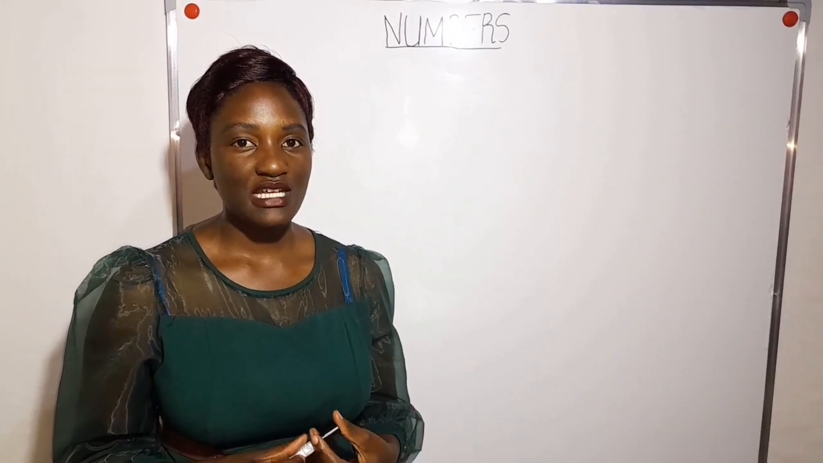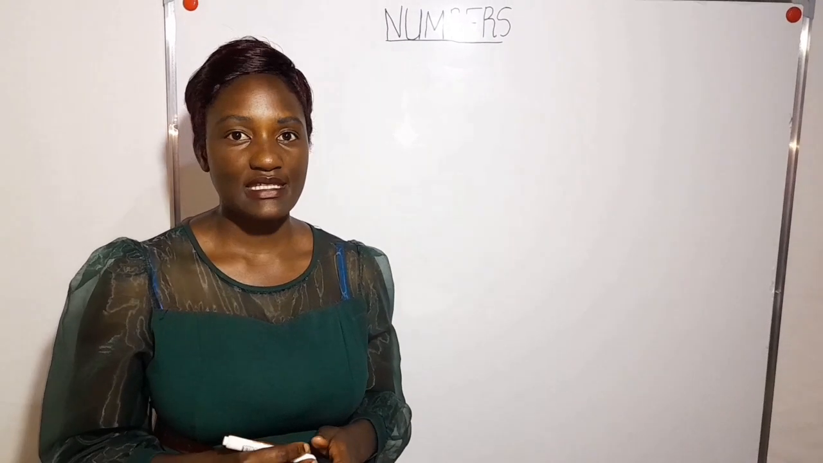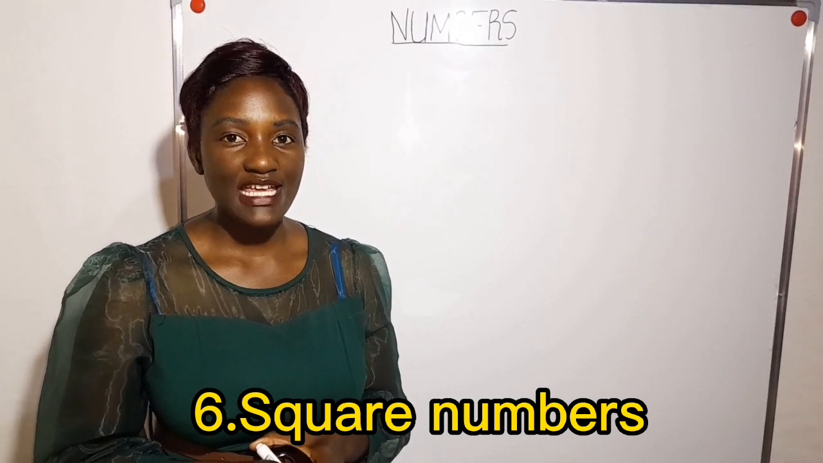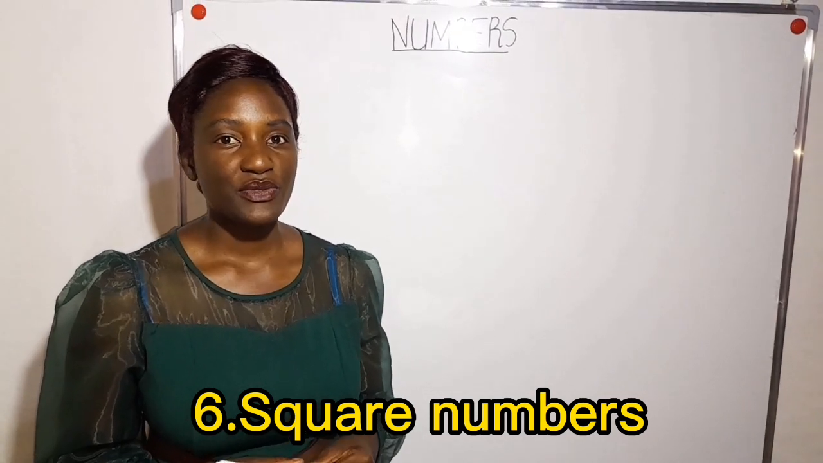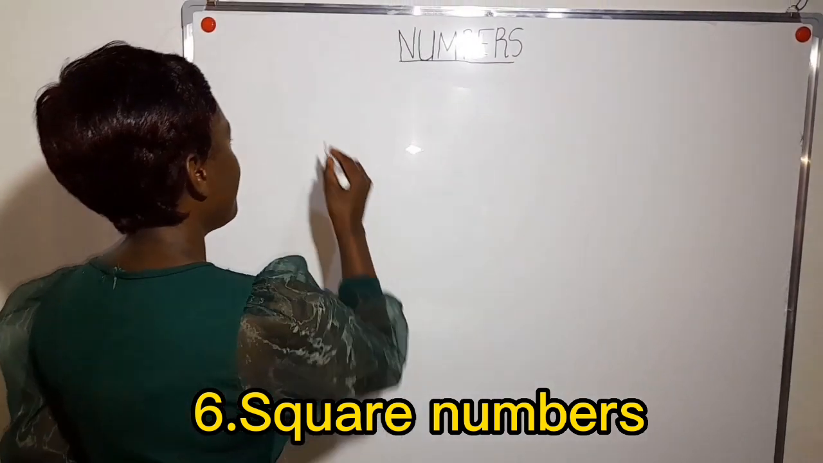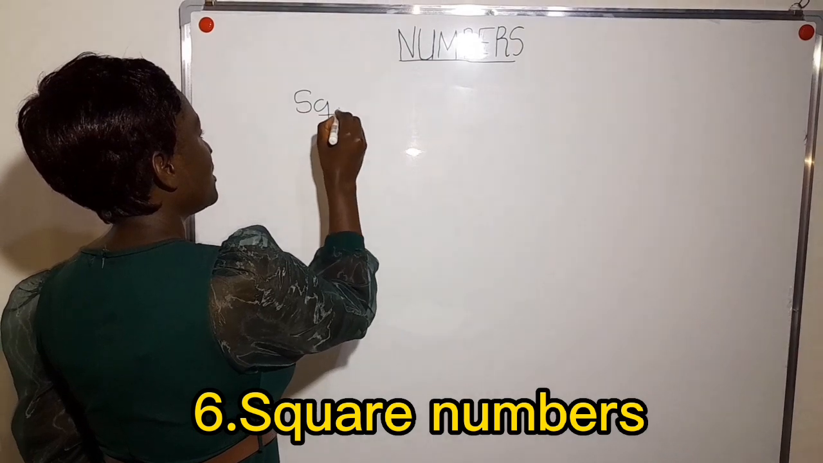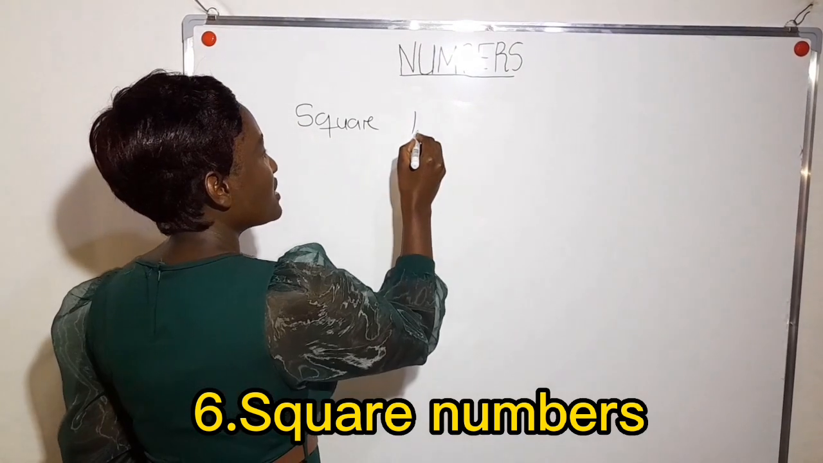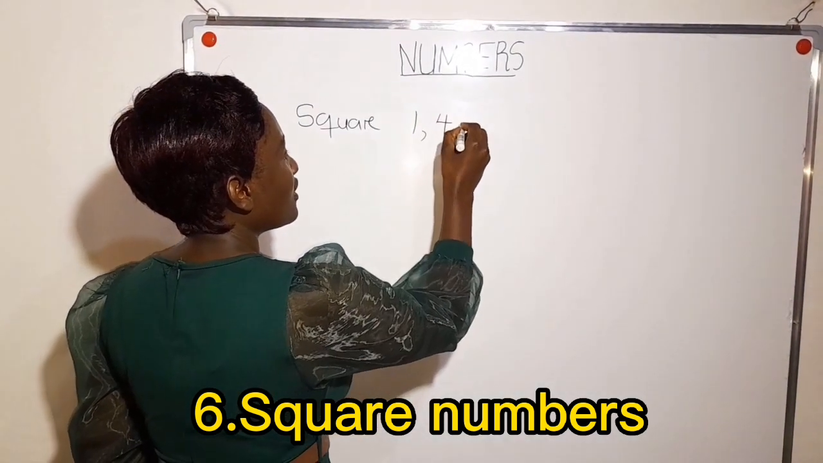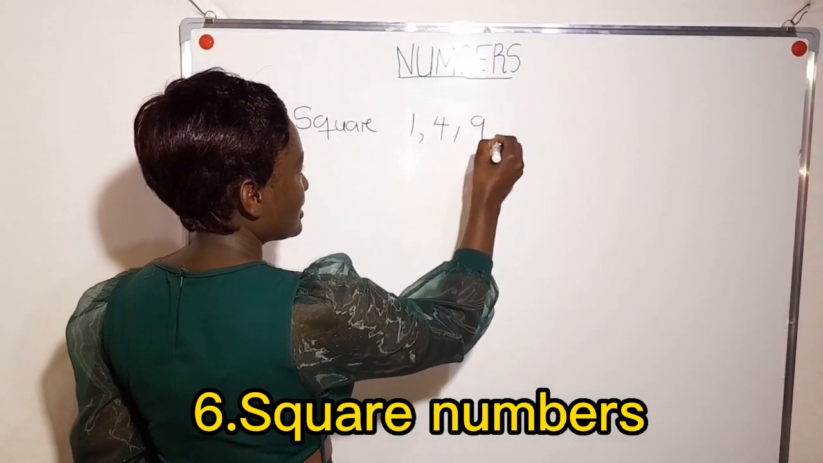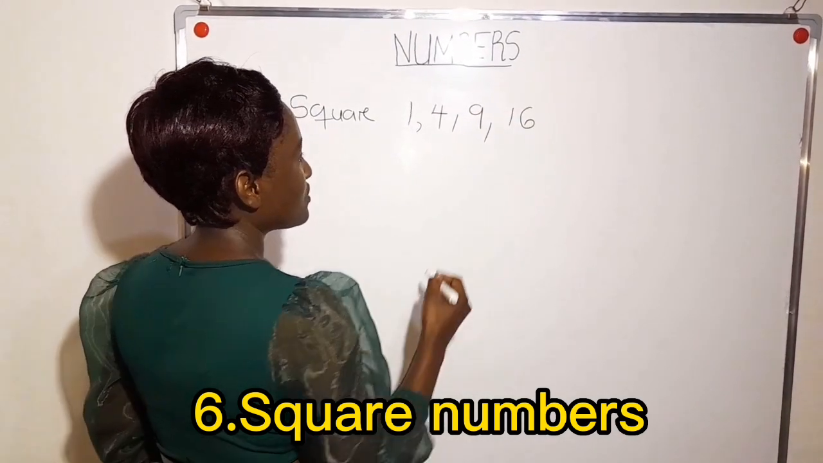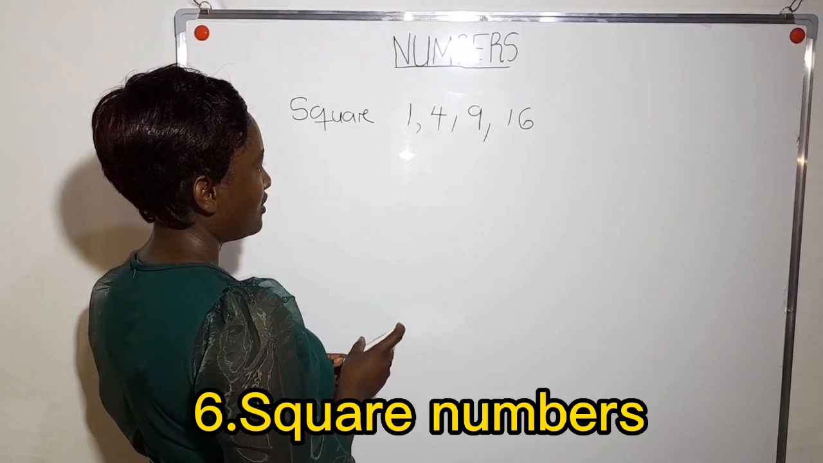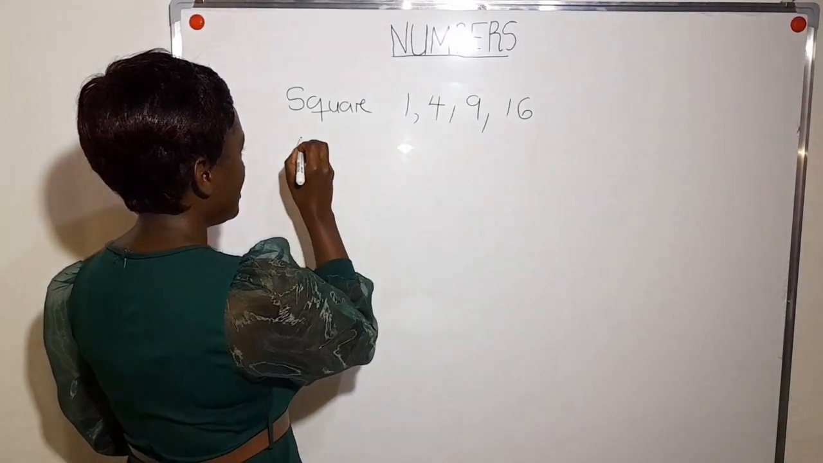Now we want to look at the 6th one, which is squares. A square number is a number that we obtain by multiplying a number by itself. Examples of perfect squares: 1 times 1, we get 1. 2 times 2, we get 4. 3 times 3, we get 9. 4 times 4, 16. So these are examples of perfect squares that we have.